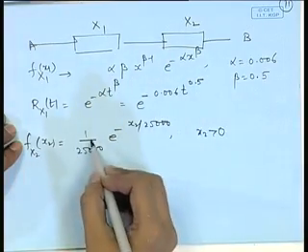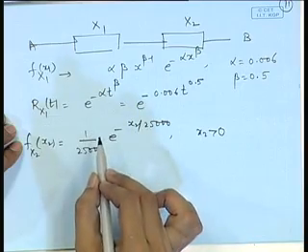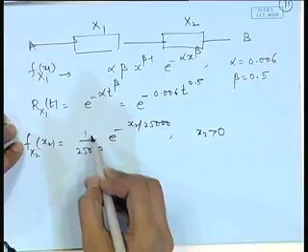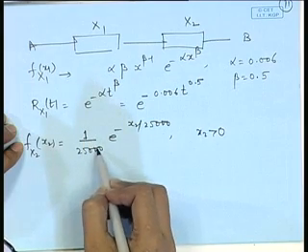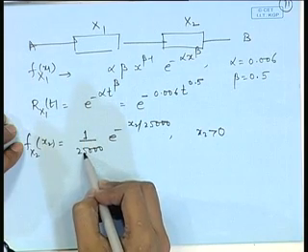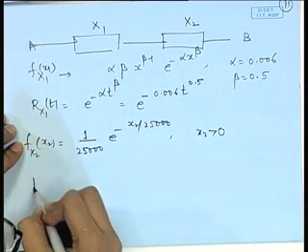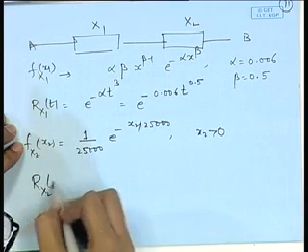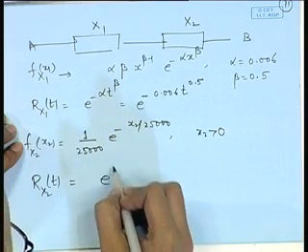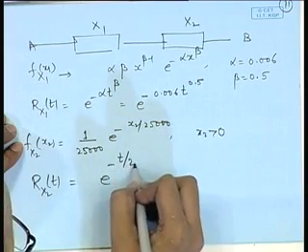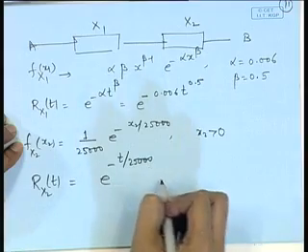So, the density function will be, because the mean of the exponential distribution with density lambda e to the power minus lambda x is 1 by lambda. So, if we are saying the mean is 1 by 25,000, the density function will become 1 by 25,000 e to the power minus this. So, the reliability of this is equal to e to the power minus t by 25,000.